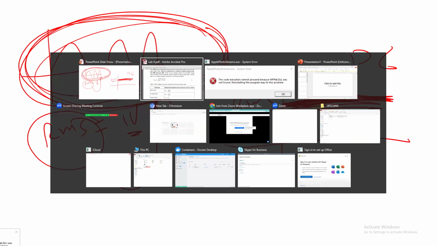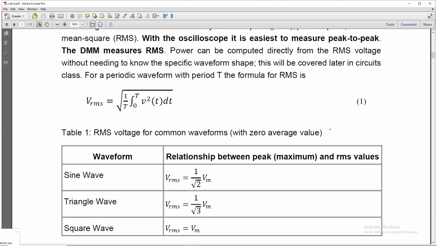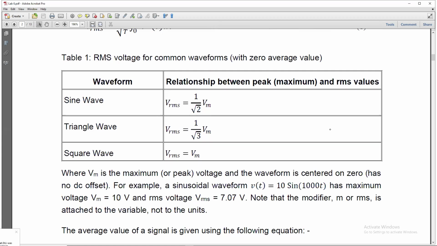But as you see here, if you just apply the formula, in case of a sine wave, the RMS value is 1 over square root of 2 times V maximum. For the triangle wave, again you just apply the formula: it's 1 over square root of 3 times Vm. In case of a square wave, VRMS equals Vm.